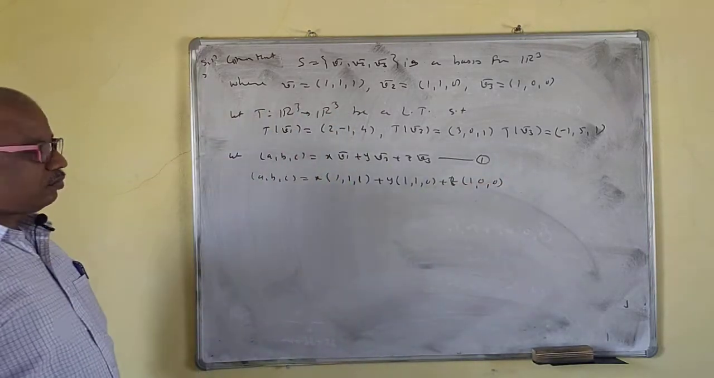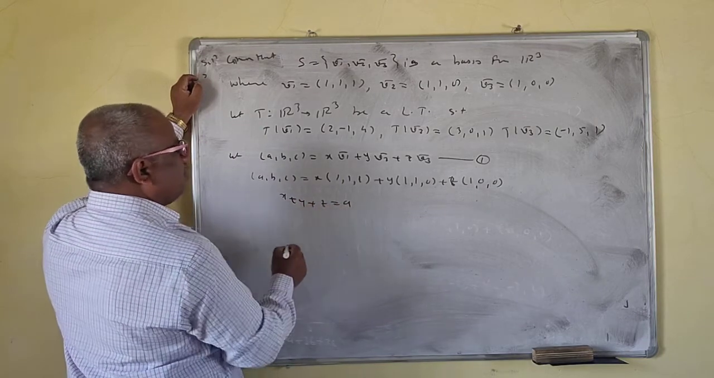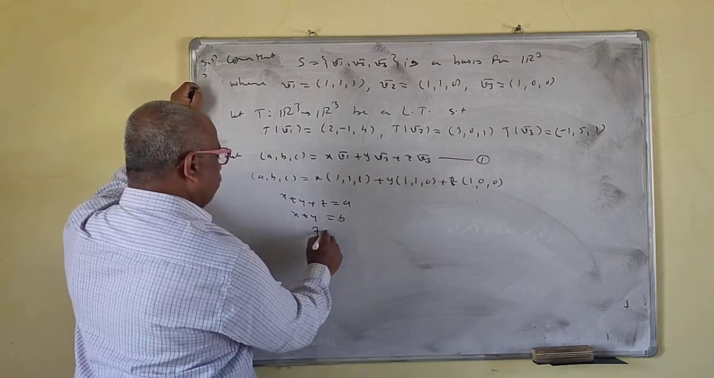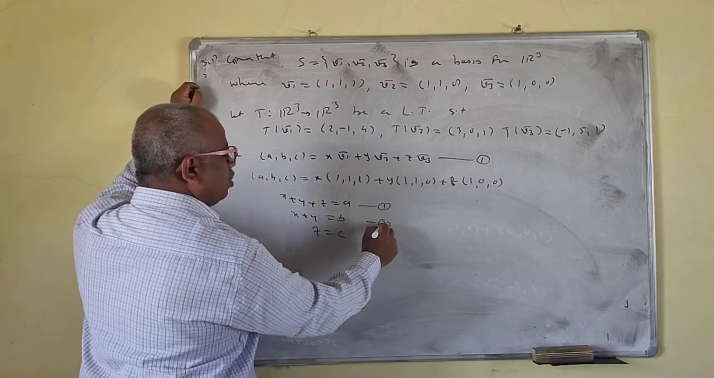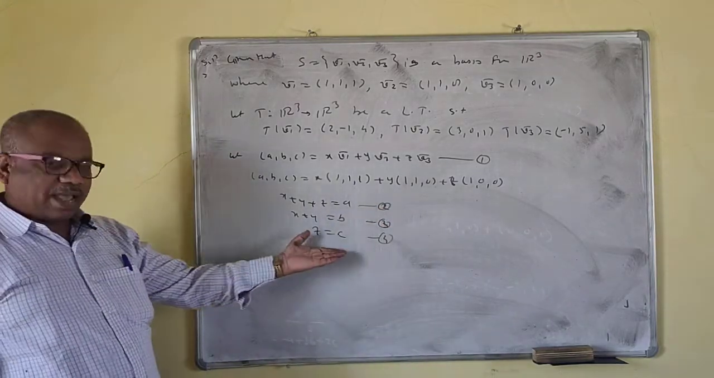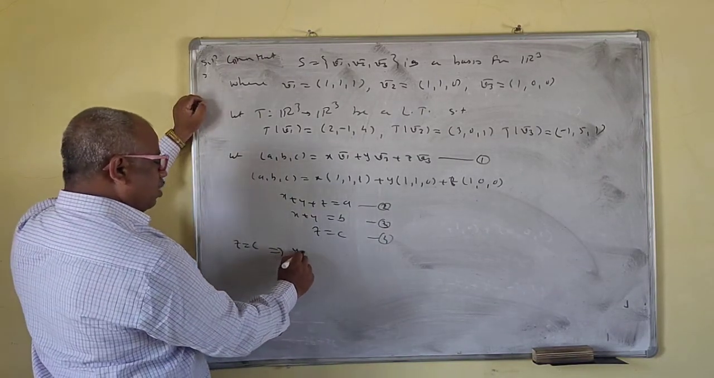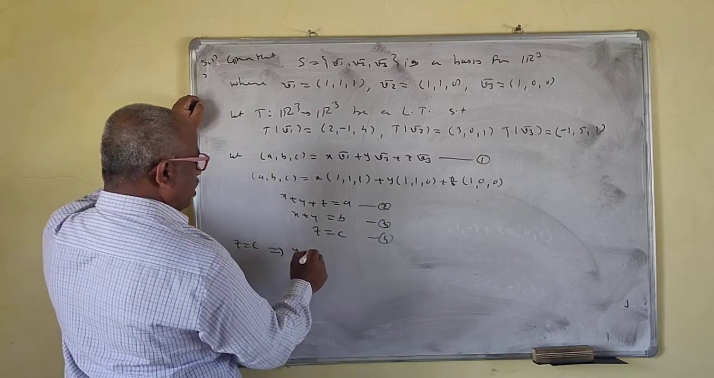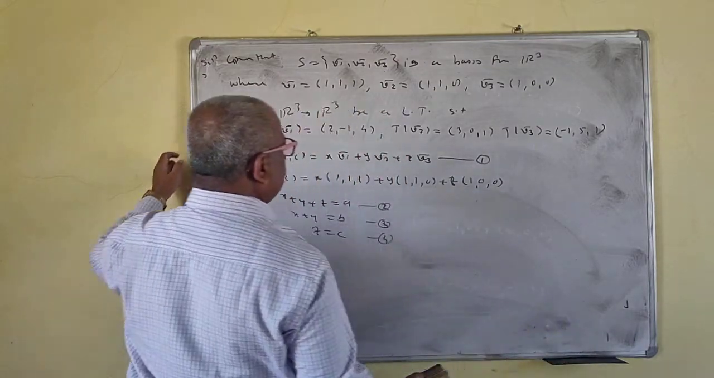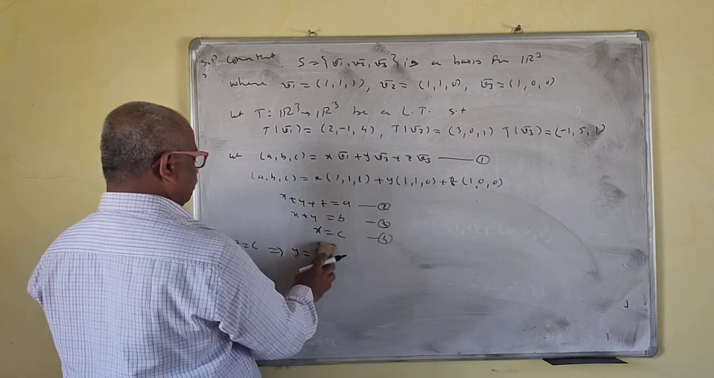So we write the system now. x plus y plus z is equal to a. Then x plus y is equal to b. Then z is equal to c. So by back substitution easily you can get the values of these. z is equal to c. No, this is not z is equal to, x plus y. x is equal to c.